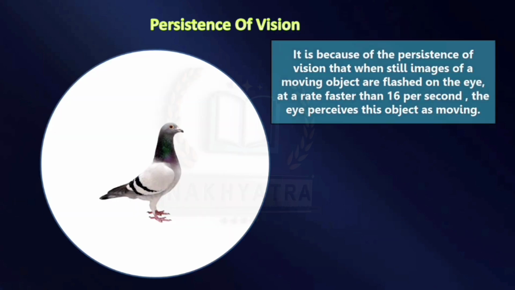So this is because of the persistence of vision, that when still images of a moving object are flashed on the eye at a rate faster than 16 per second, the eye perceives this object as moving. So now when we look at an object, an image of it is formed on our retina, right? This image persists on the retina for 1/16th of a second, even after the object is removed. Now since the bird and the cage are flashed at a rate faster than 16 times per second, we can see a combination of both images.